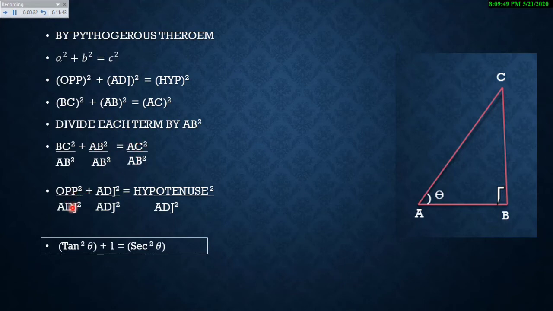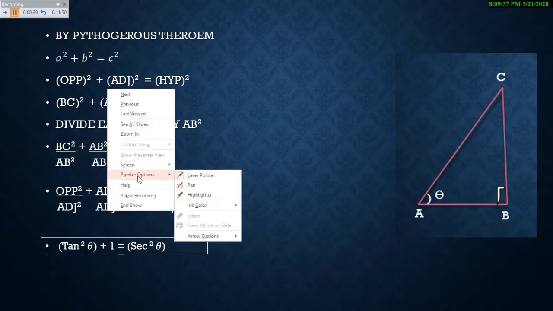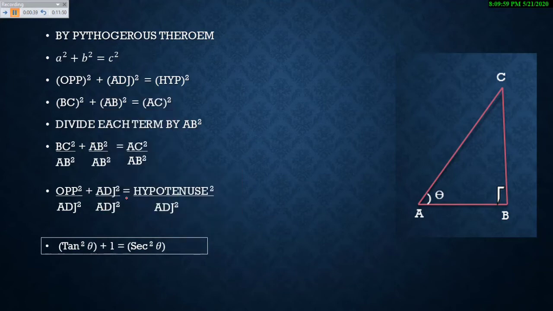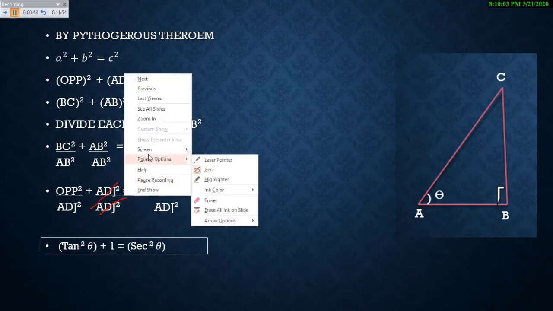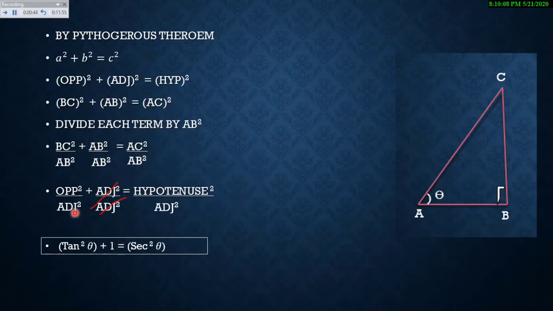So opposite by adjacent is tan theta. Opposite by adjacent is tan theta. Here adjacent and adjacent get cancelled, and we get 1 here. So tan theta, opposite by adjacent is tan theta. Here adjacent and adjacent get cancelled. We get the value as 1.